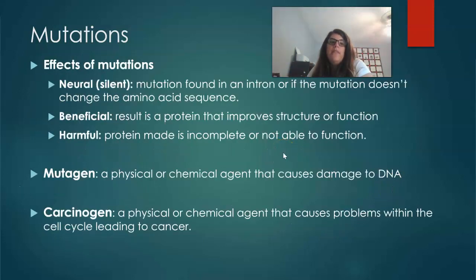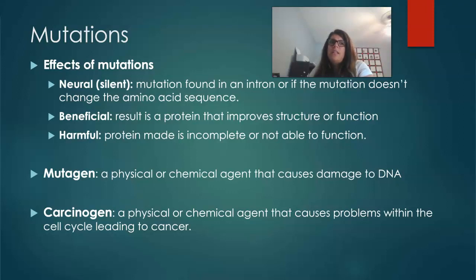Like I said, for the effects of mutations, you can have a neutral or a silent mutation. It means that it's found either in an intron or it's a mutation that occurs, a substitution, but it doesn't actually change the amino acid. The proper amino acid is still coded for and it's still in the right order. So these are called silent mutations. We have tons of silent mutations in all of our DNA.